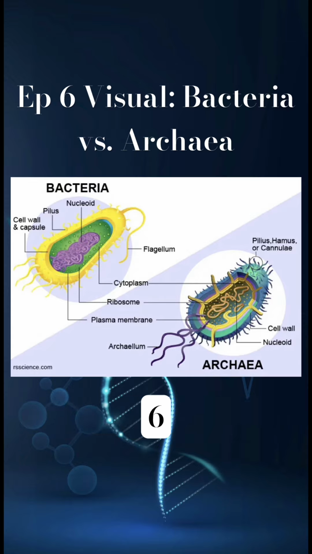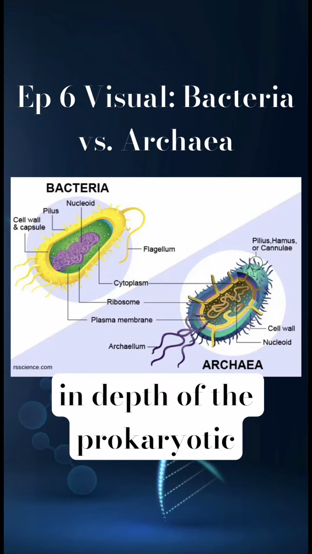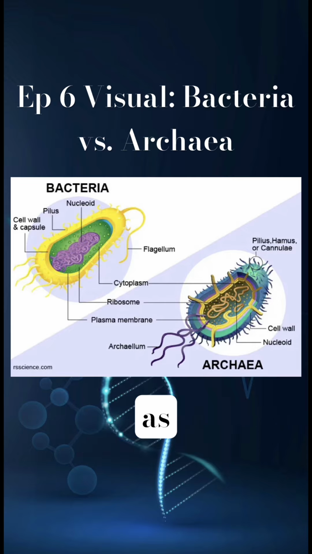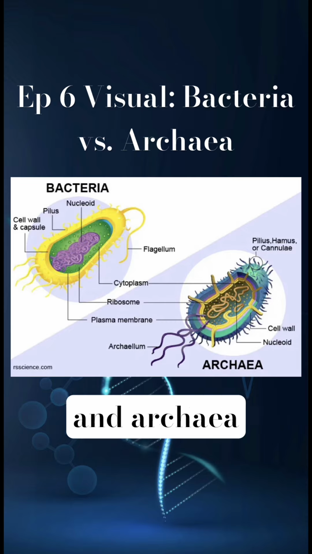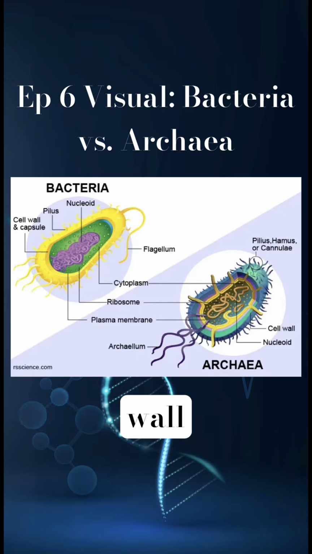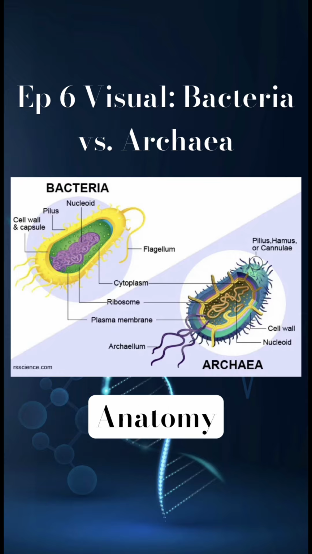In episode 6, that you can find on my channel, we discussed in depth the prokaryotic cell structure as well as the biggest difference between bacteria and archaea, which is in their cell wall. In this episode, we'll mostly be looking at the visual aspect, looking at the specific parts of their anatomy that seem to be different.